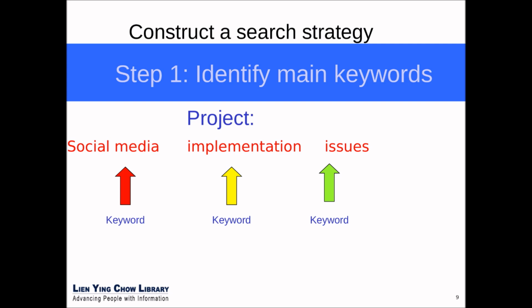Now let me explain. In step 1, you are expected to identify the main keywords from your project topic or assignment topic. Let's say your project topic is social media implementation issues. Well, you could identify 3 main keywords from this topic. The first keyword is social media. The second keyword is implementation. And the third keyword is issues. Take note of these keywords as you will be using them to search.